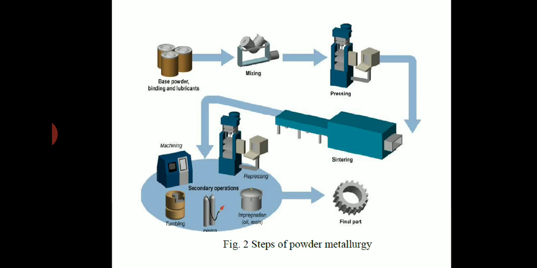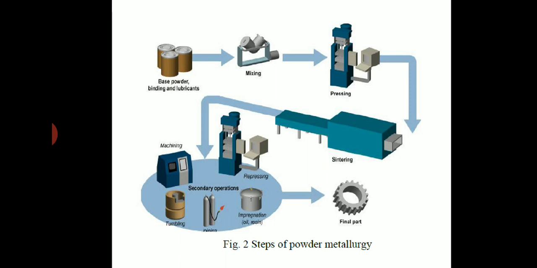It is sent to a mixing equipment. So here the metal powder or the alloy powder is mixed in a mixing equipment. Then it is sent to a pressing equipment. So that is a compacting device where the pressure or the force is applied to make the powder compact, and then that product is sent to a sintering equipment where it is heat treated, and then it is sent for the secondary operations if required.